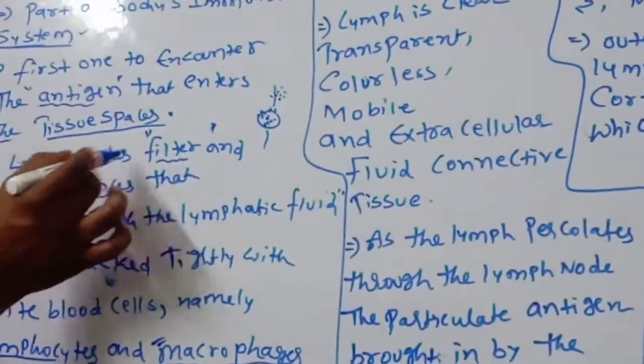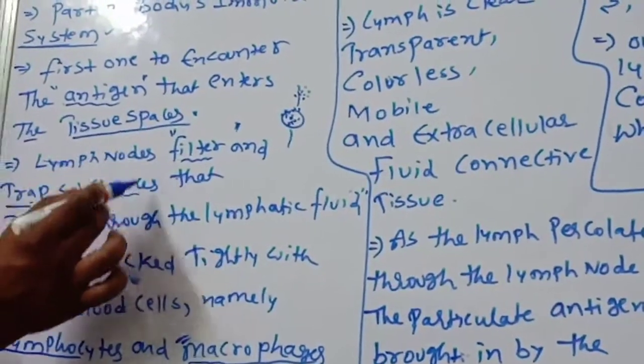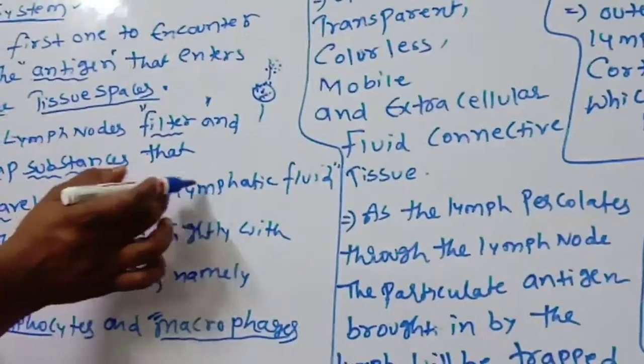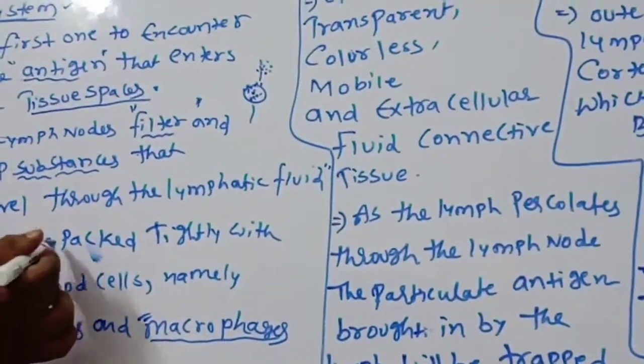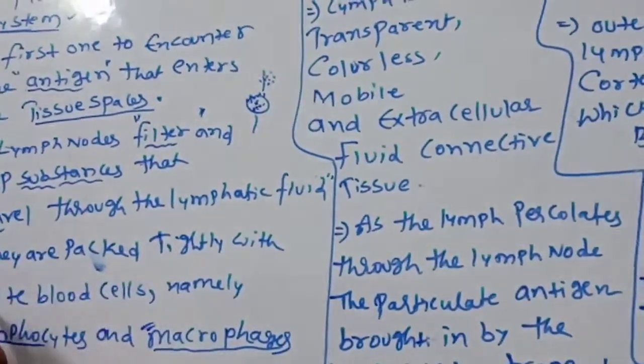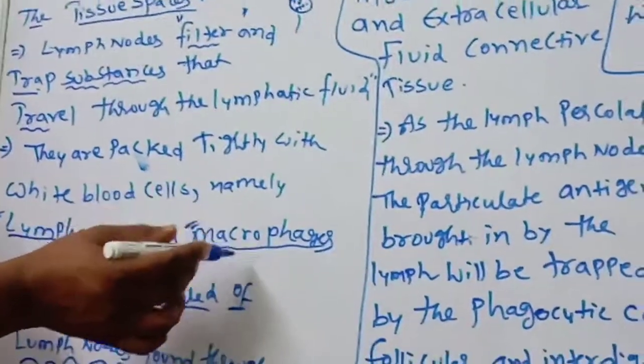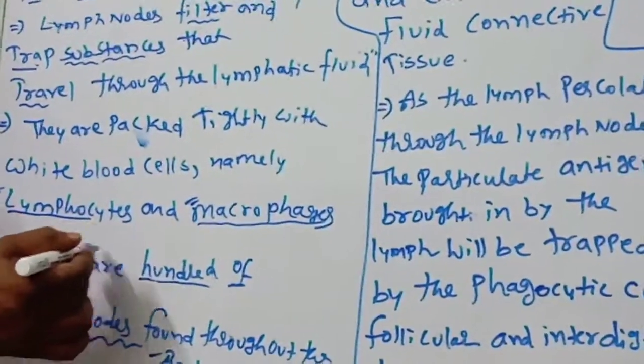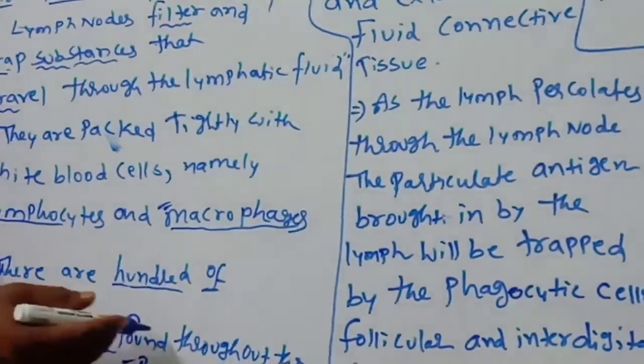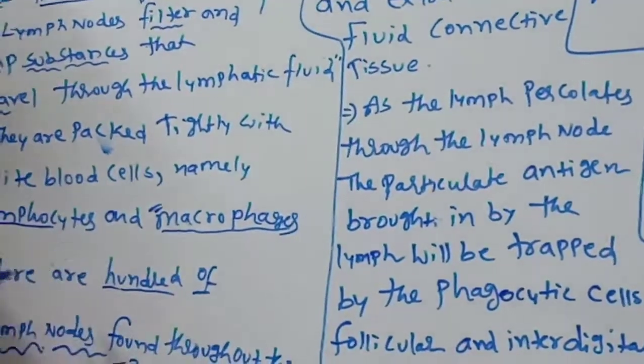Lymph nodes filter and trap substances that travel through the lymphatic fluid. They are packed tightly with white blood cells, namely lymphocytes and macrophages. There are hundreds of lymph nodes found throughout the body.